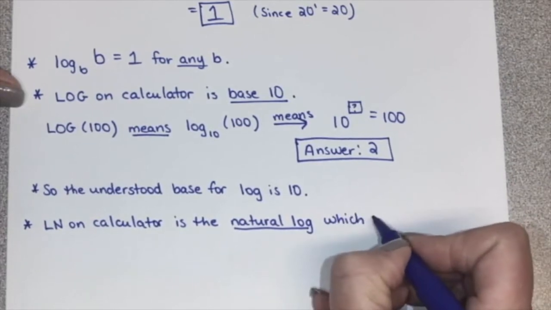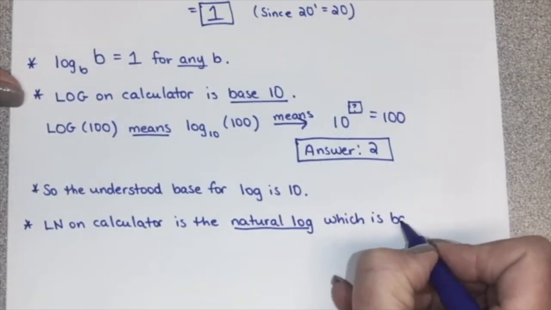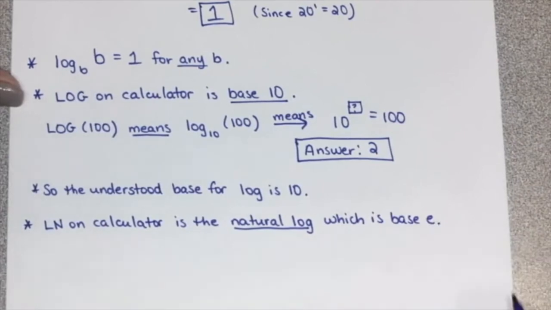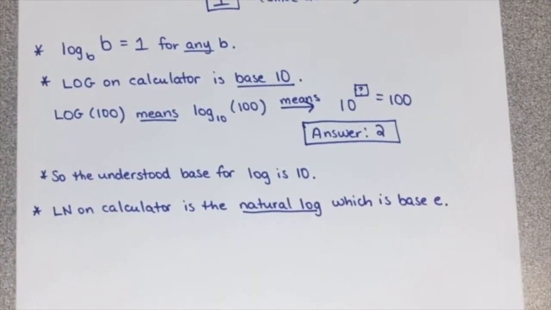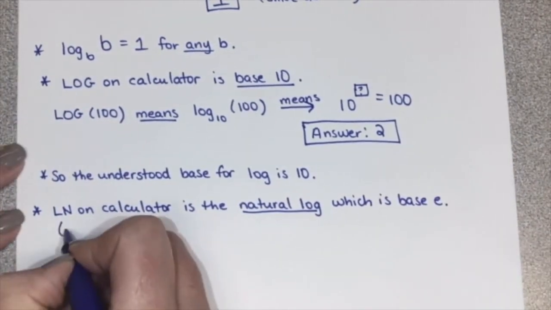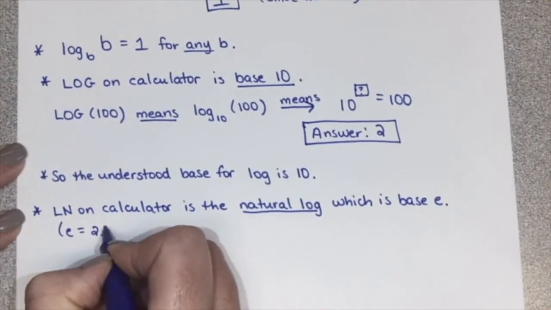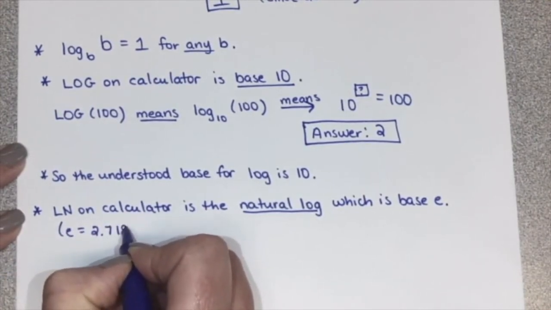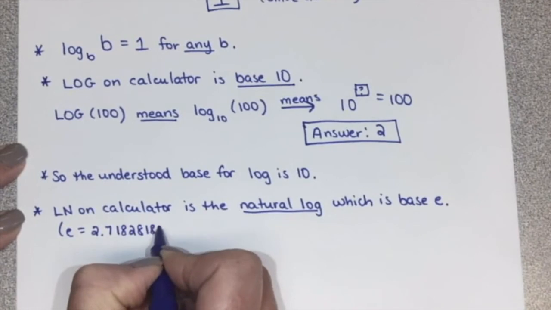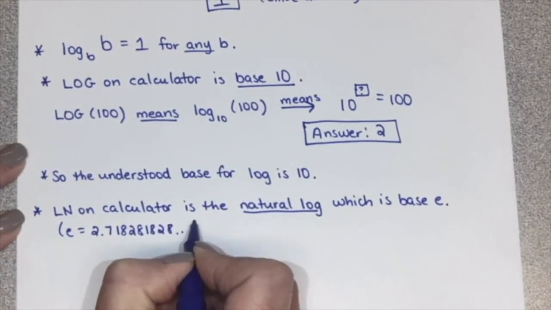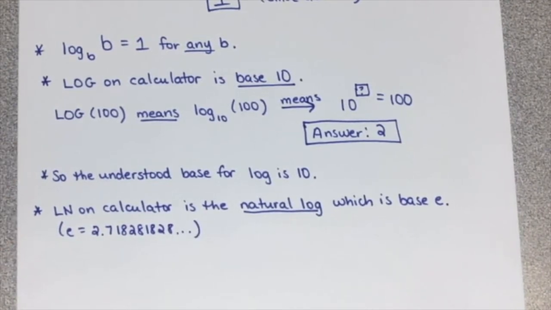And the understood base of it is actually that number e we talked about a while back, the 2.718. So let's remind ourselves what that was. It was 2.71828, 1828 forever and ever. And remember, that's a number that always comes up with exponential growth.